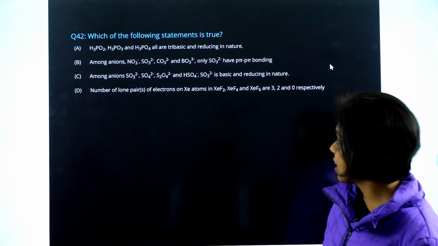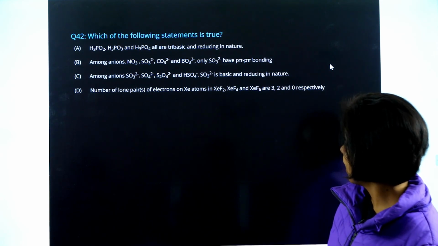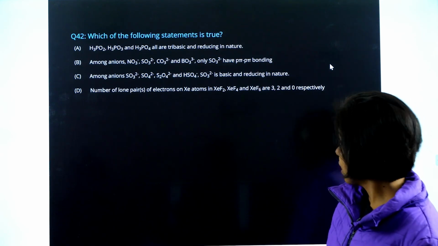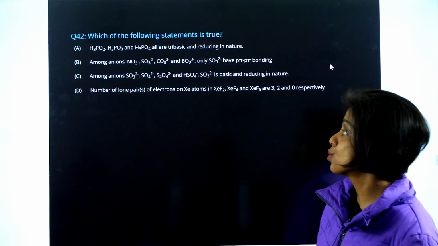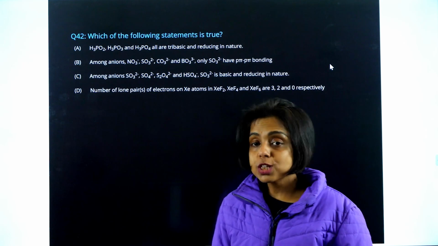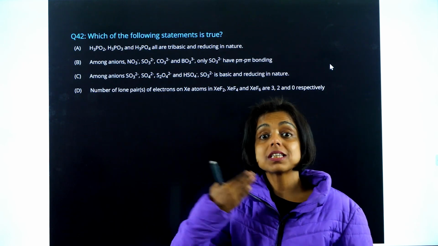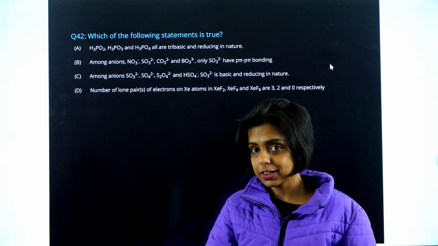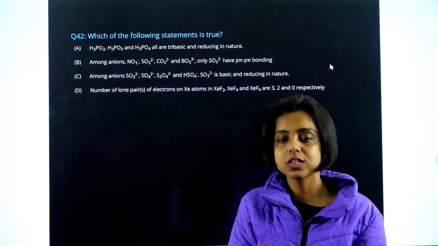Among anions, sulfide, sulfate, thiosulfate, HSO4 negative, SO3 2 negative is basic and reducing in nature, so that you can figure out. So plus 4 oxidation state of sulfur can go to plus 6. That means it can lose electrons. It can oxidize itself and reduce others.